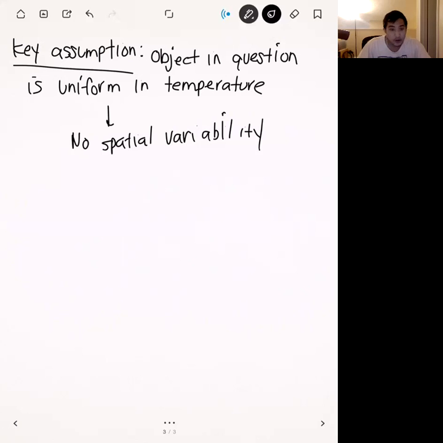Okay, all right. So the first thing I want to go over, a little bit out of order from how we covered it in class, is how do we check to see if this assumption is valid?